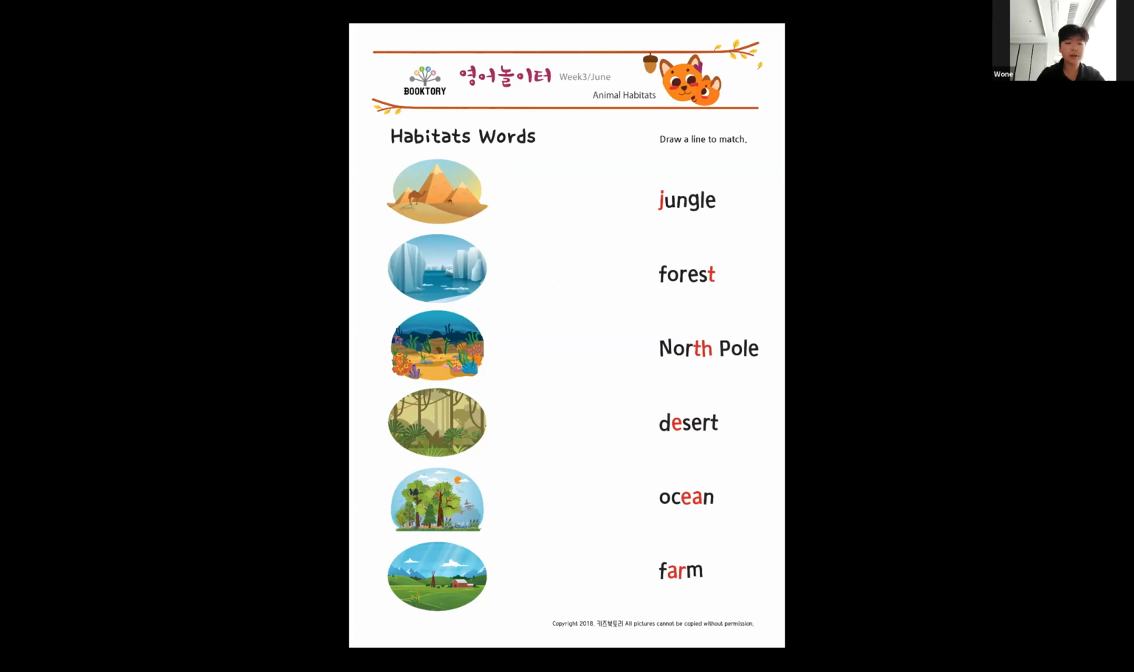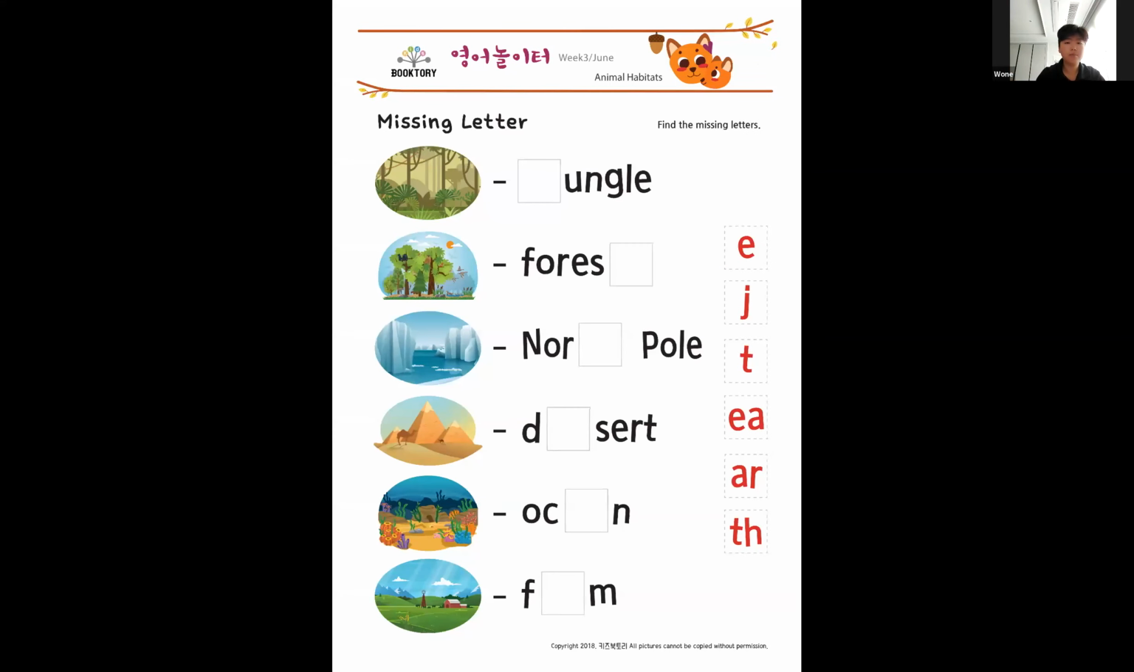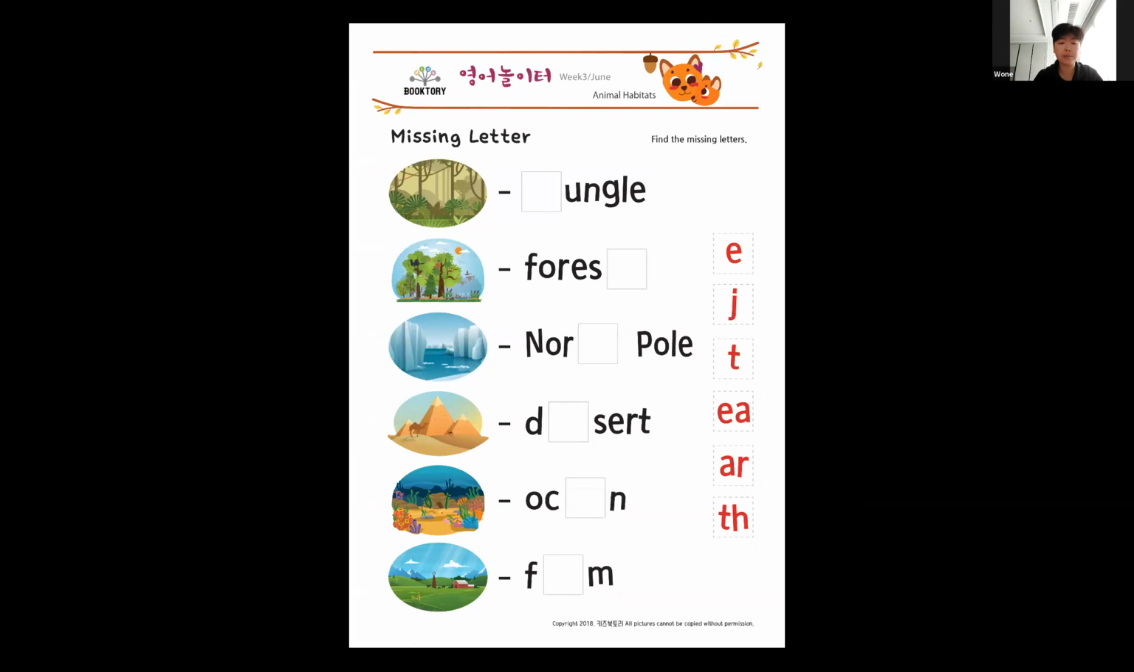Let's go on to the next page. And now we're just going to write out the missing letter. So the first one is jungle, jungle. So what would we need to write? Jungle. The letter J, very good. So go ahead and write the letter J. The next one is forest, forest. That is going to be the letter T, forest.